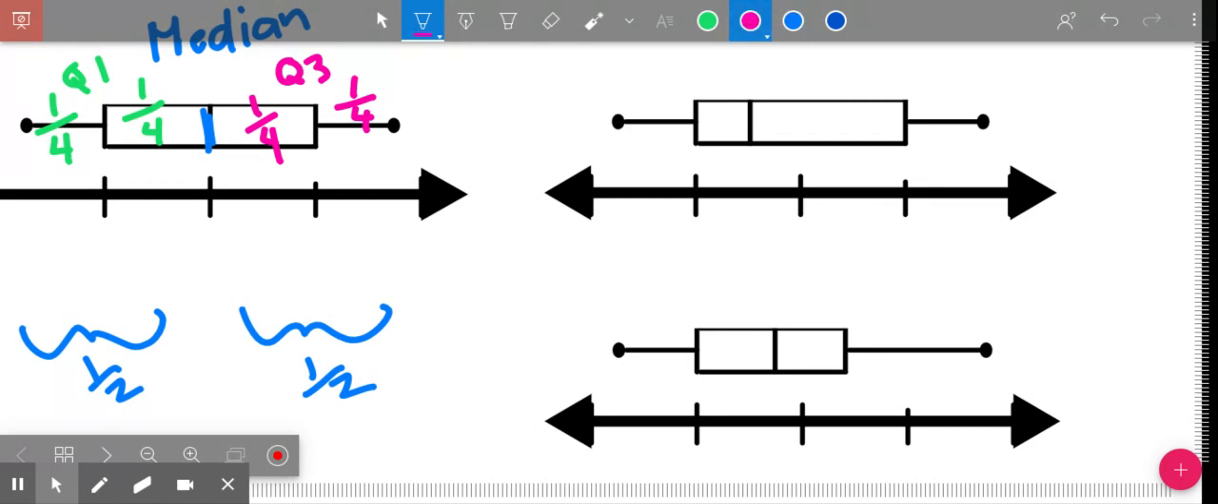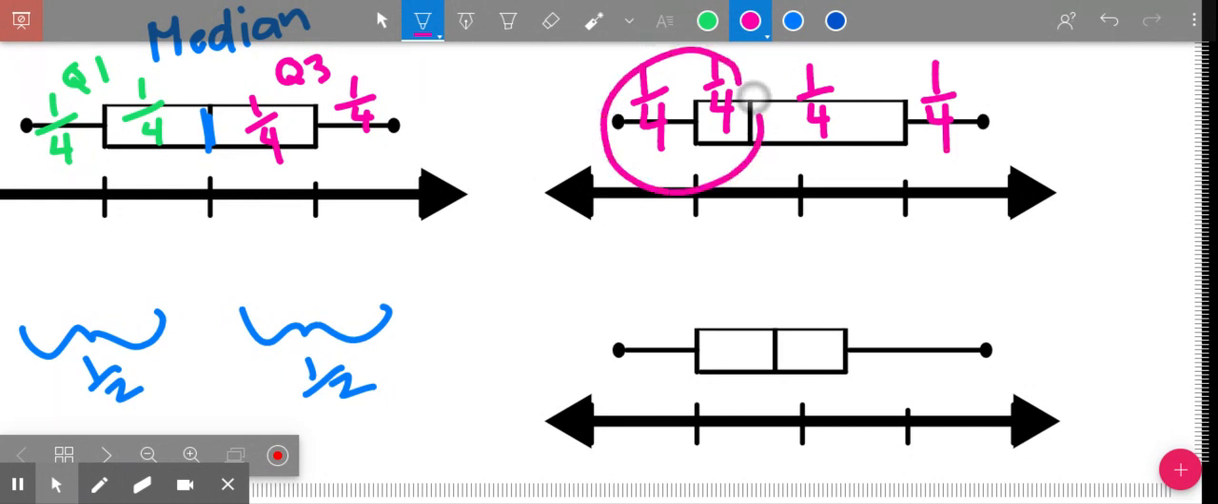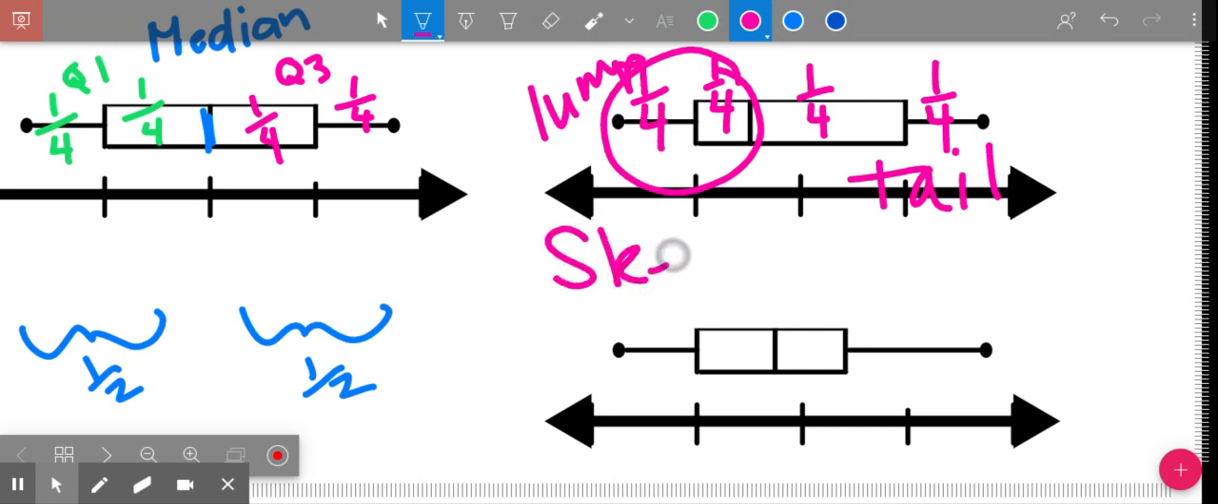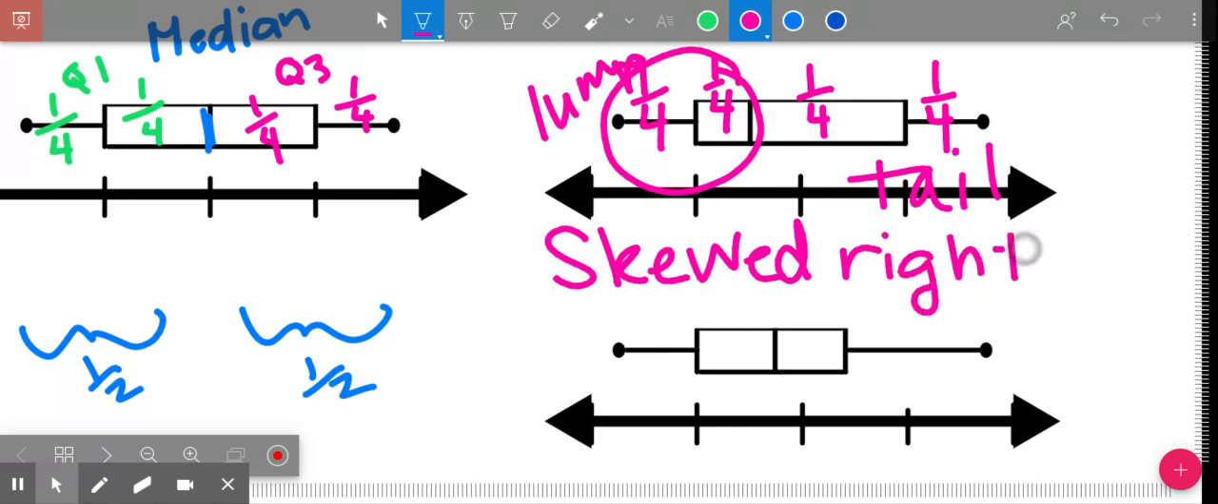On this side, we see 1/4, 1/4, 1/4, 1/4. We see how it's flip-flopped. All of our data is packed in on this side, that's the lump, and the tail is on the right. So this one is skewed right. Okay, and so is the one below it. We got a lump, we got a tail, skewed right.